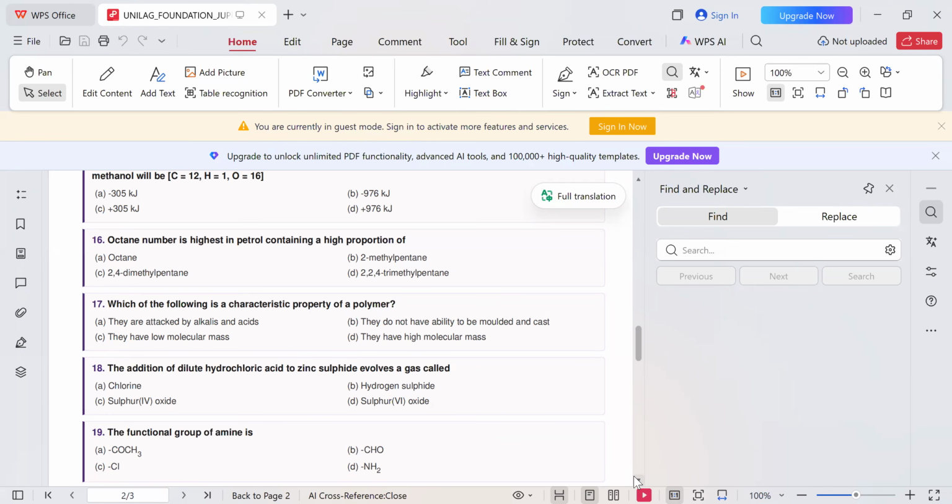Then we have: the octane number is highest in petrol containing a high proportion of, I think we have answered this kind of question before. The answer is D, which is 2,2,4-trimethylpentane. So that's the answer. Number 17, which of the following is a characteristic property of a polymer?